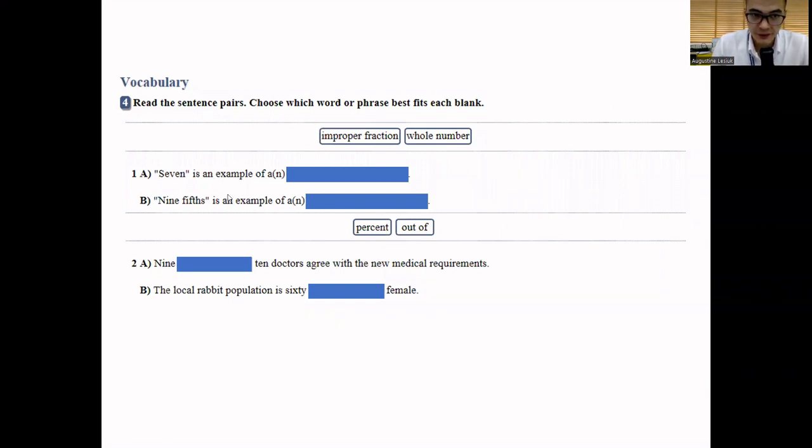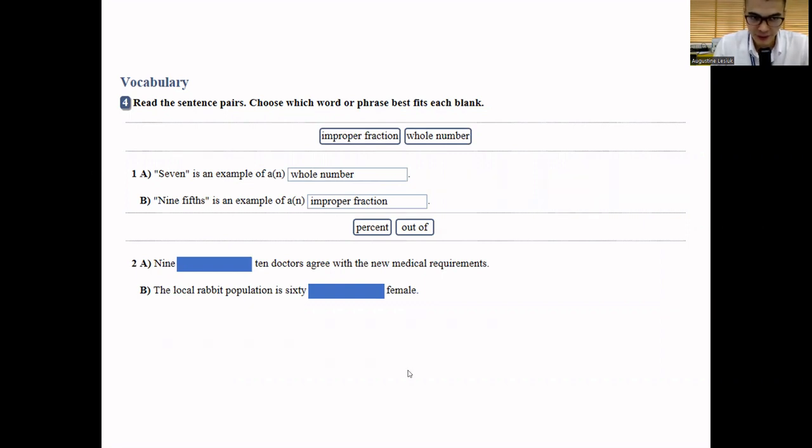Here are the answers. 7 is an example of a whole number. So 7 by itself is just a whole number. But in the meantime, 9/5 is an example of an improper fraction. So 9/5 is a fraction and it's improper because the one on top is larger than the one on the bottom, so it's more than 1. So this is an example of an improper fraction.